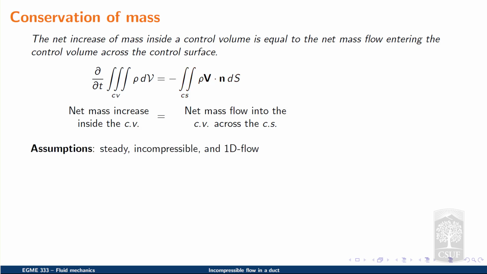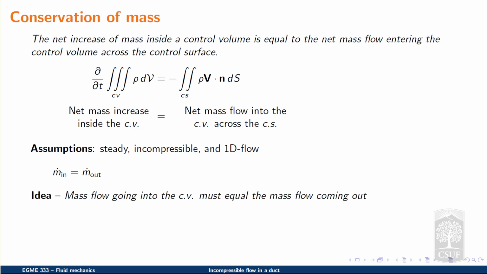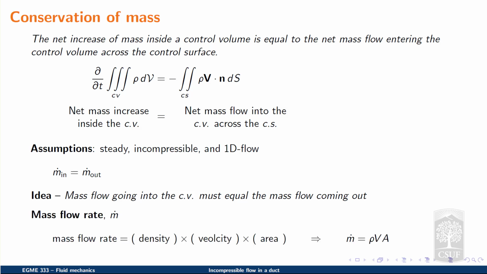If we assume that the flow is steady, incompressible, and that the control volume only has one-dimensional inlets and outlets, we can simplify the conservation of mass as simply m dot in must equal m dot out. Essentially, the mass flow going into the control volume must equal the mass flow coming out of the control volume. Recall that the mass flow m dot is given to us by the density times the velocity times the cross-sectional area.